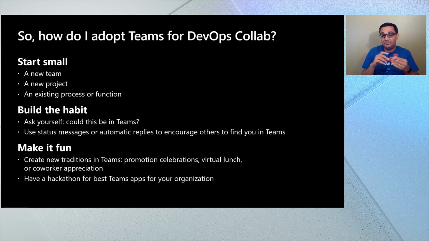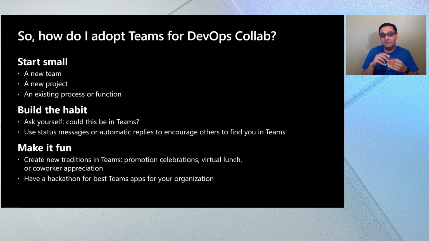So I hope all of this has got you excited, and you're wondering, okay, how do we adopt this in our own org? Here are some ideas. You can start small. You can do all your collaboration inside Teams for a new team that is starting off, or for a new project within the team, or if a project has been going on for a while, you can use Teams for a process or a function. So start somewhere, start small.